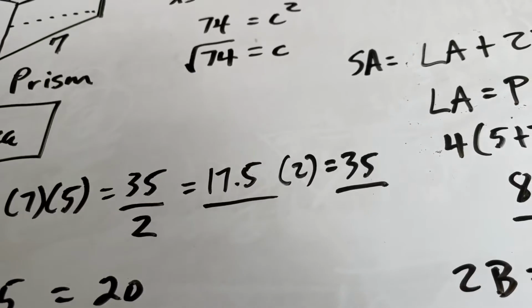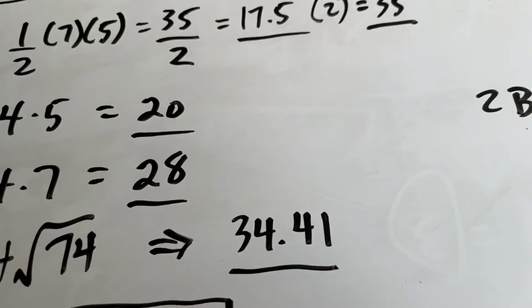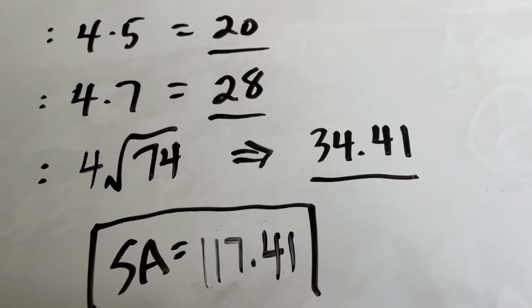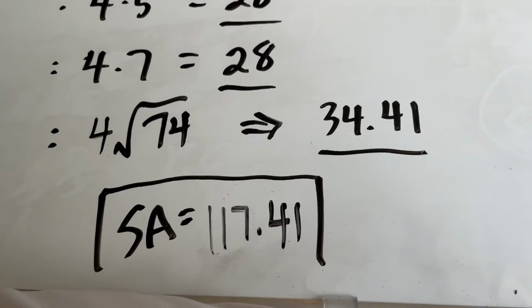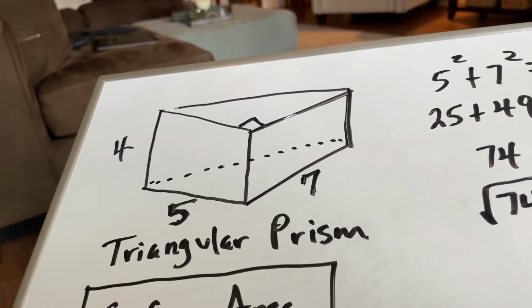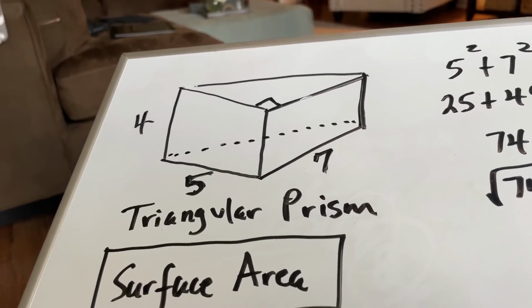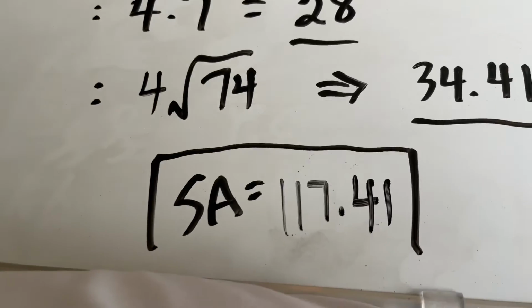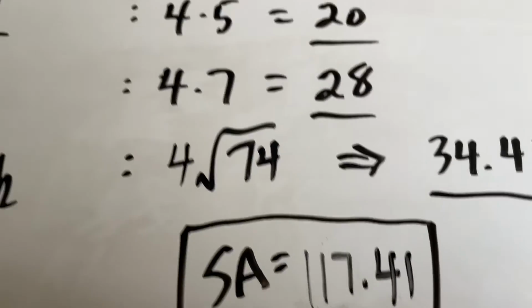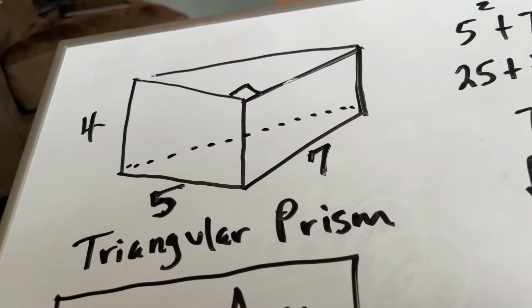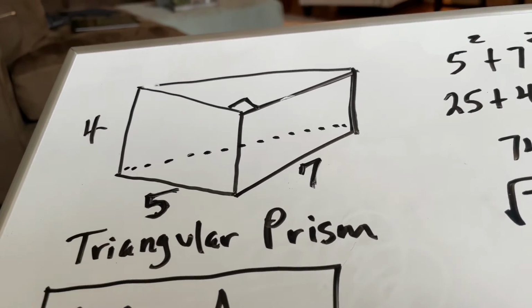If you add these all together, 35, 20, 28, and 34.41, you get 117.41. That's square units, because we're talking about surface area. I didn't put any units on mine, but if these measurements were in meters, it would be meters squared for the surface area. So it's a squared measurement. That's the old school way. I like this because it's very visual. You're finding the area of each surface side.